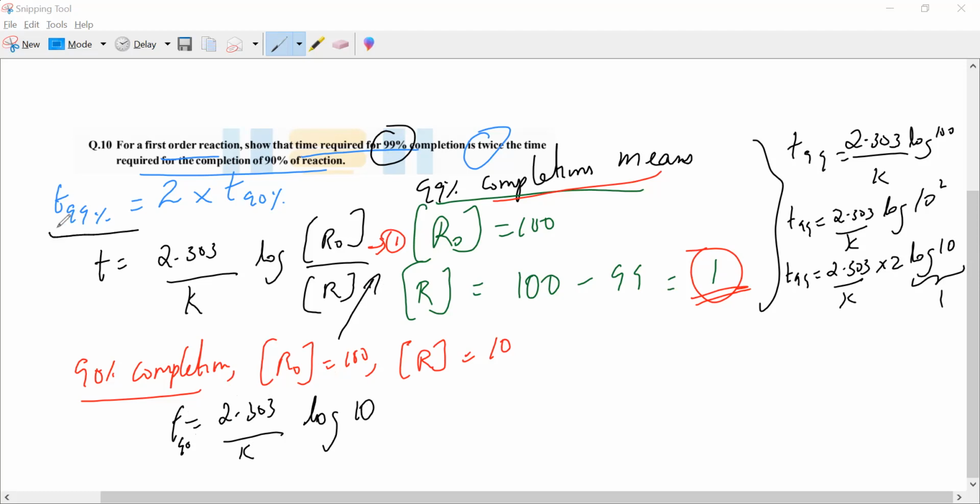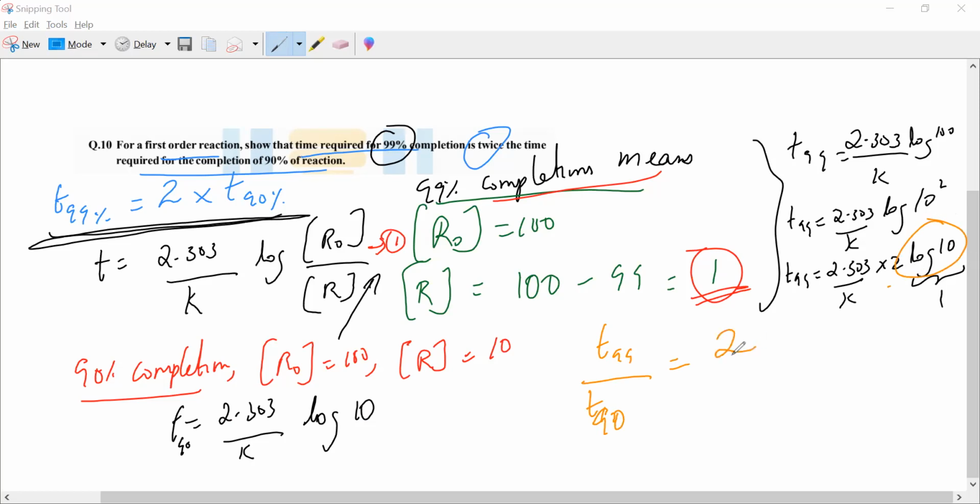Now what I have to prove? Always come to this. Correct? I just wanted to do T99 by T half, in the sense, T99 by T90. What is the ratio? Correct? Yes. So if I want to do that, what I'll be getting? This one answer is 2 log 10. That is this one. Correct?